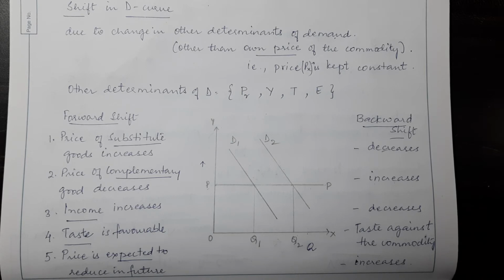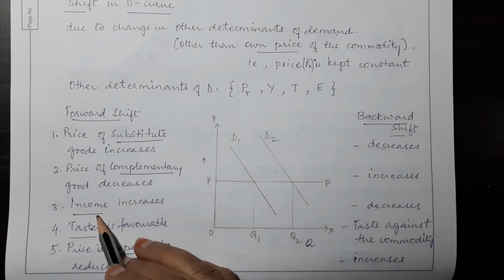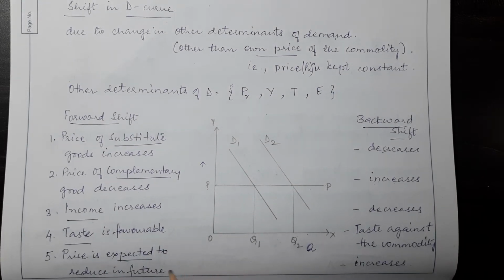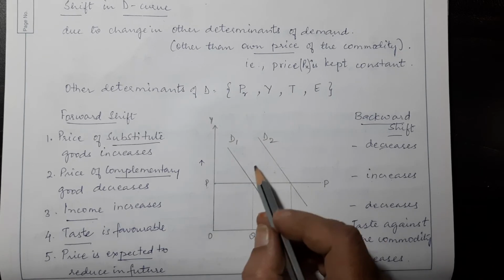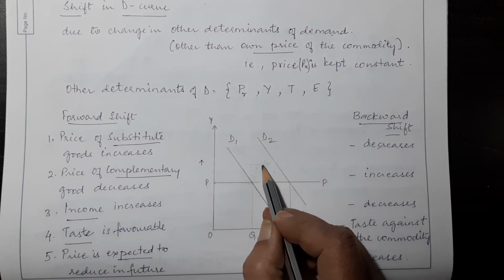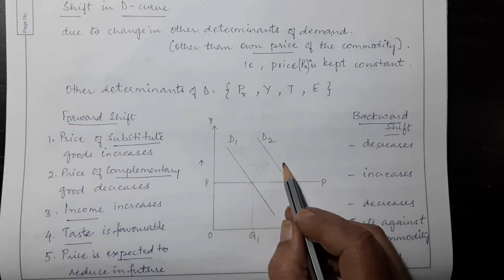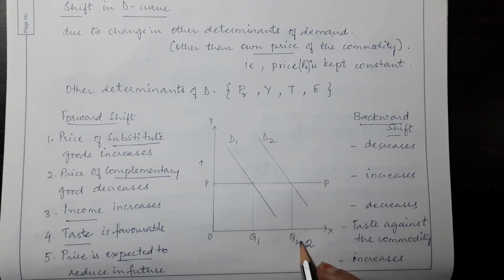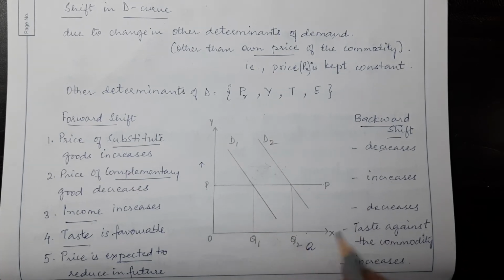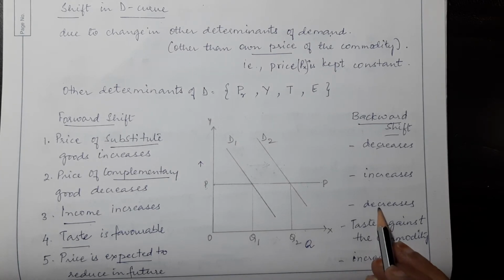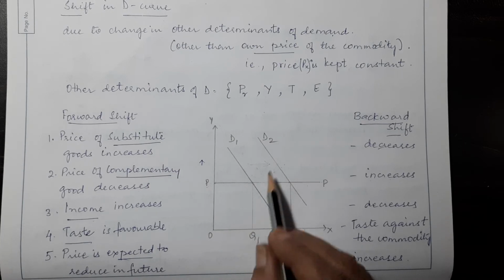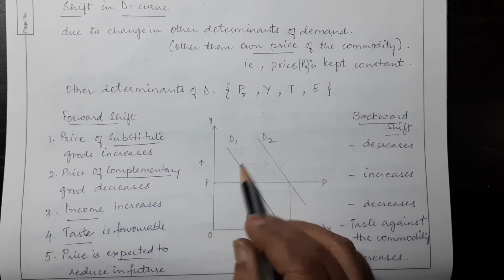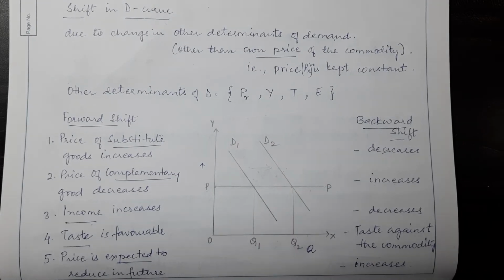The third determinant is income. What happens when the income of a consumer increases? When the income increases, the purchasing power also increases. So the demand moves to the right from D1 to D2. So quantity will increase from Q1 to Q2. On the other hand, when the income decreases, he will have less purchasing power and so he will buy less quantity of goods and move from D2 to D1. So here there will be a backward shift.